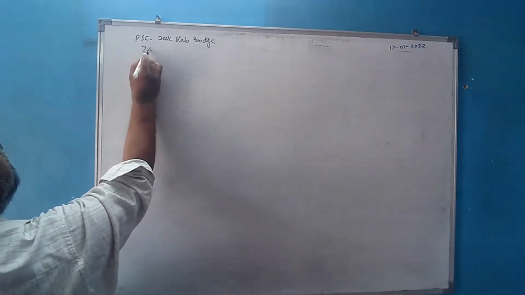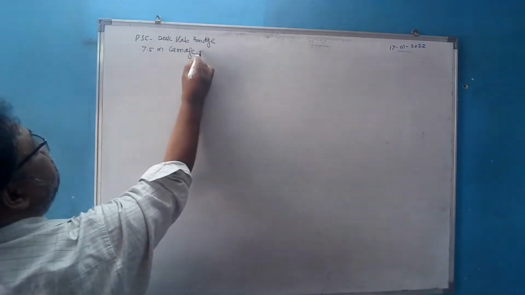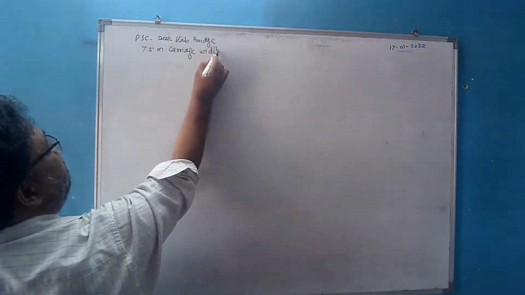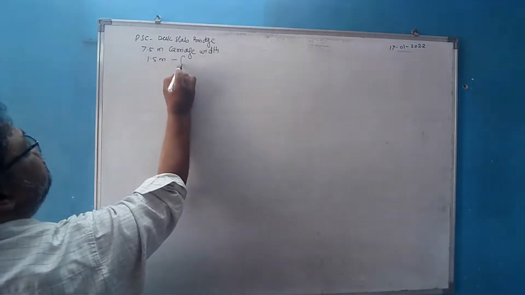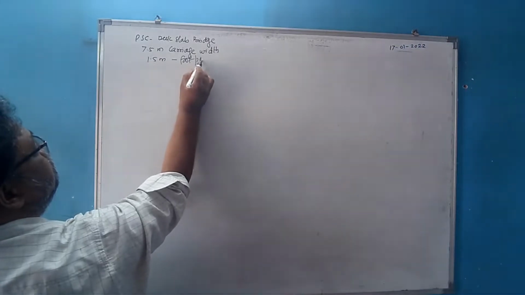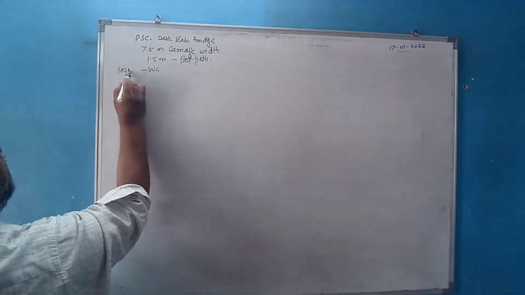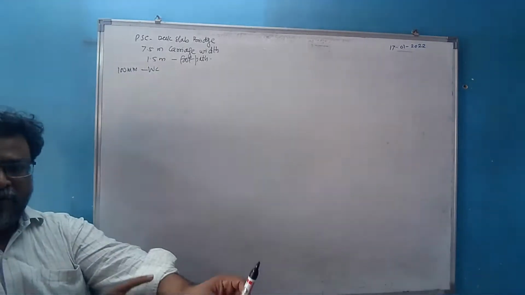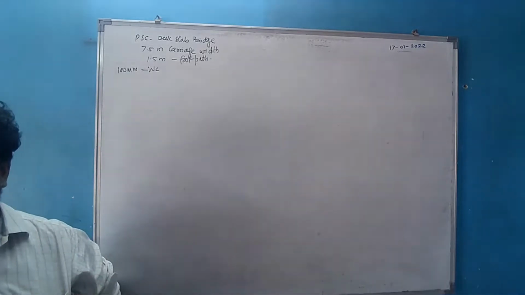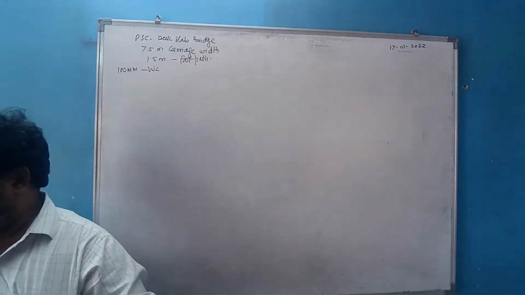The carriage width was 7.5 meter and there was 1.5 meter footpath on either side. The wearing coat was 100 mm. The depth of kerb above the wearing coat was given as 300 mm. Right?